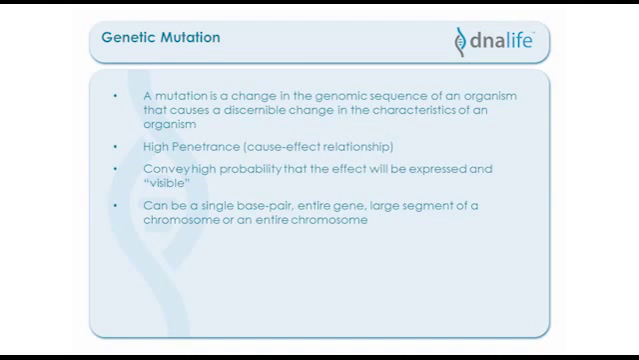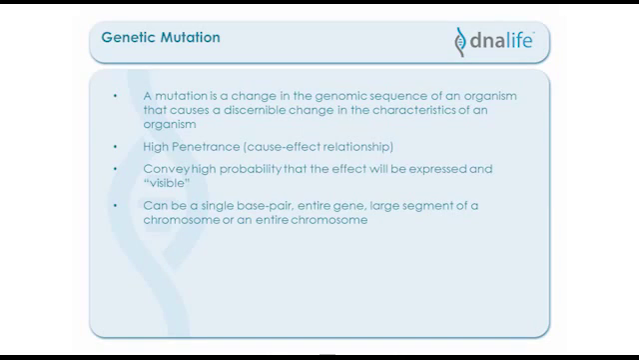There can be a genetic mutation, or what we call a genetic variation. A genetic mutation is a change in the genomic sequence of an organism that will cause a discernible change in the characteristics of the organism. I mentioned an example earlier where we changed the letters of the genes within the Labrador and it resulted in a change from yellow fur to brown fur. That would be a genetic mutation causing a discernible change in the physical characteristics of the organism.